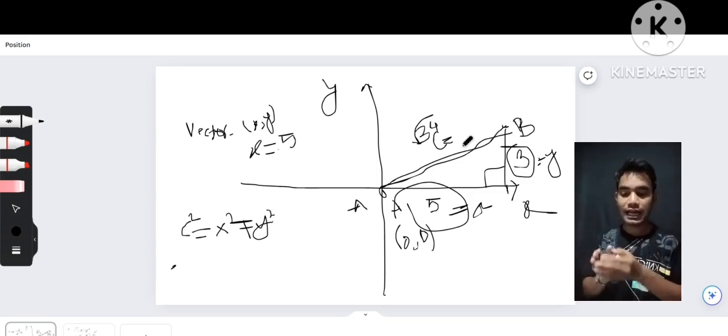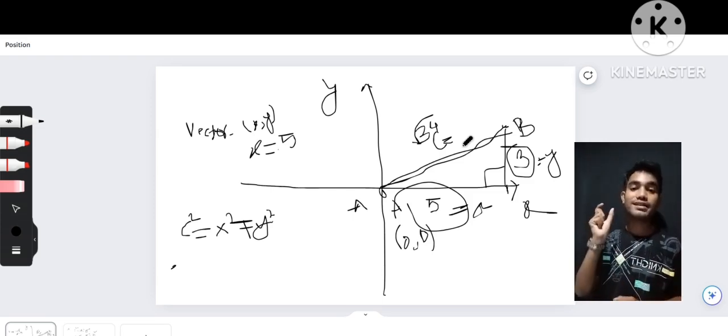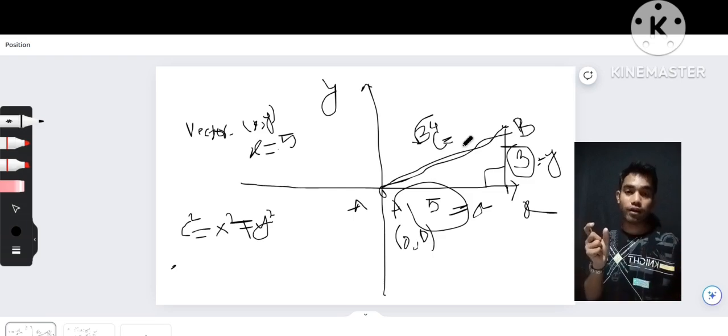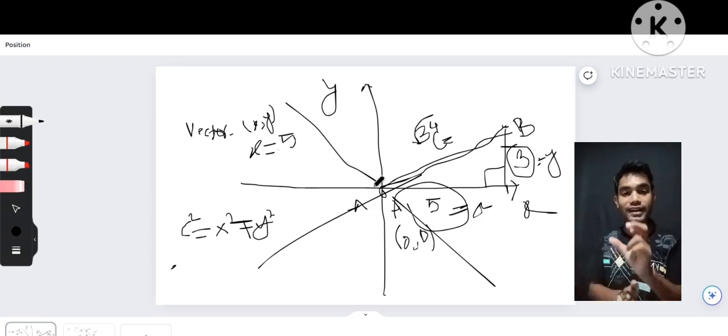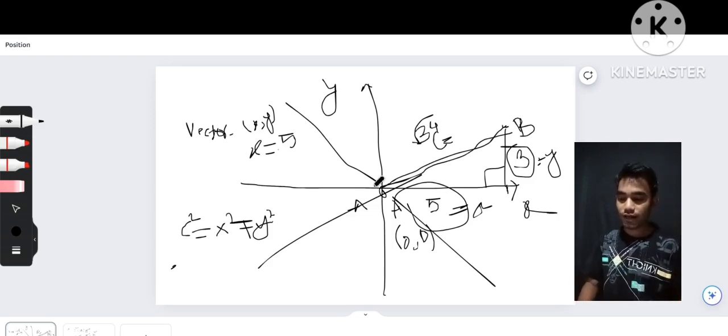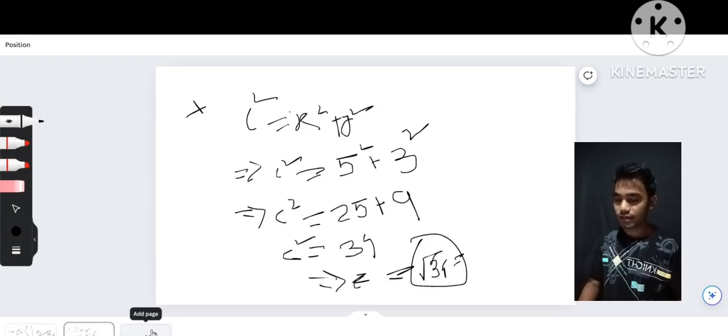So you can find the length of any vector by using the Pythagoras theorem, which says x square plus y square equals c square. As you can see, a vector has a direction, and that is the cool thing. You can draw this vector anywhere in the 2D geometry, like over here, over here, and over here. You can move this vector anywhere in your 2D geometry. Let's solve one more example.